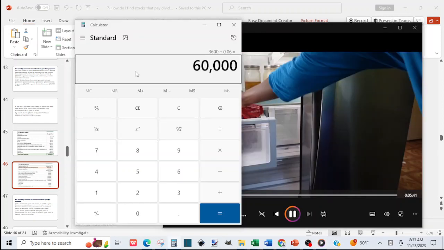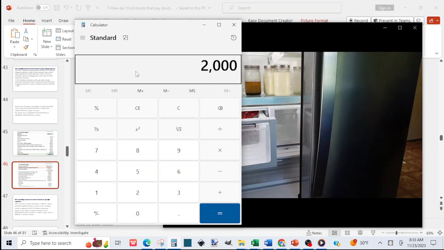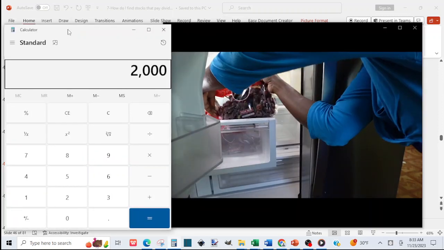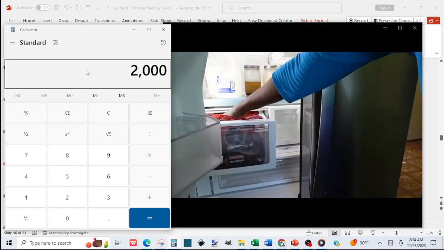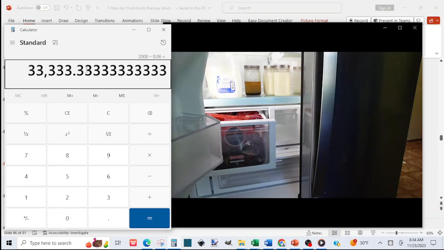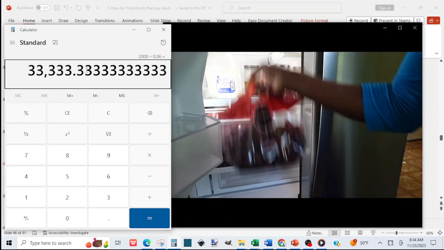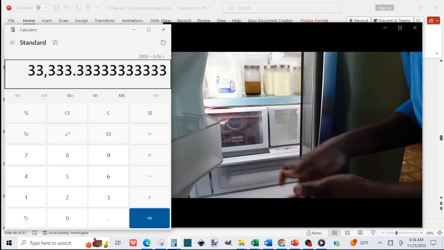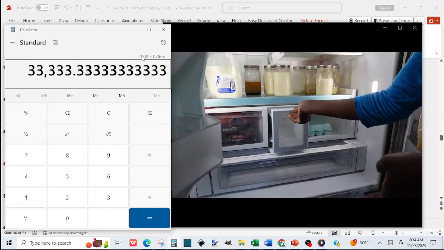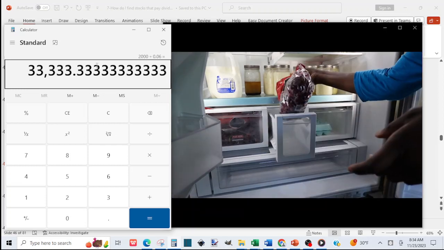So if you need $2,000 in 10 years to buy a fridge, we'll take 2,000 divided by 0.06. That's 33,000 you need to invest to generate 2,000 in dividend income. Okay, so now that means you are going to make 2,000 a year though, but we want that 2,000 in 10 years.